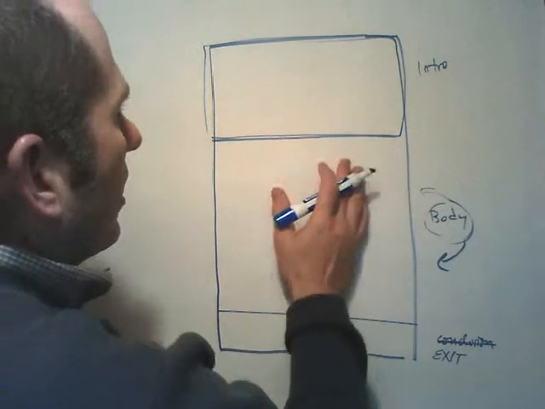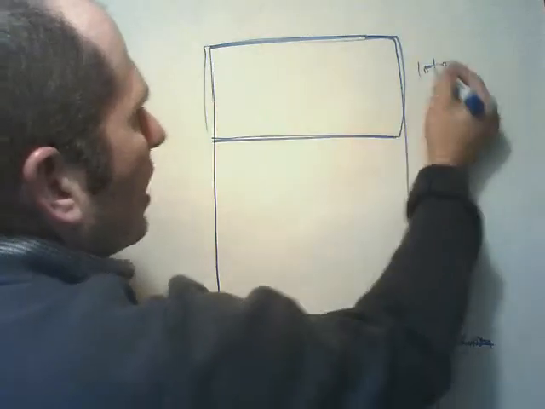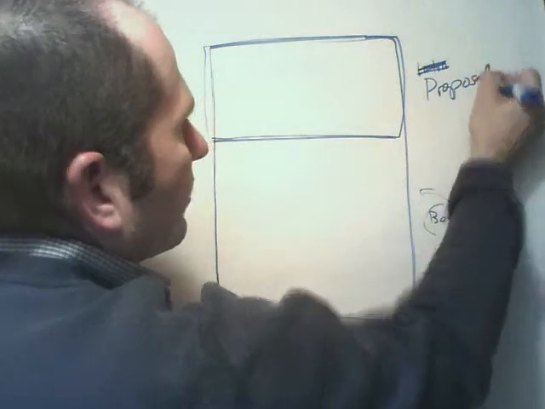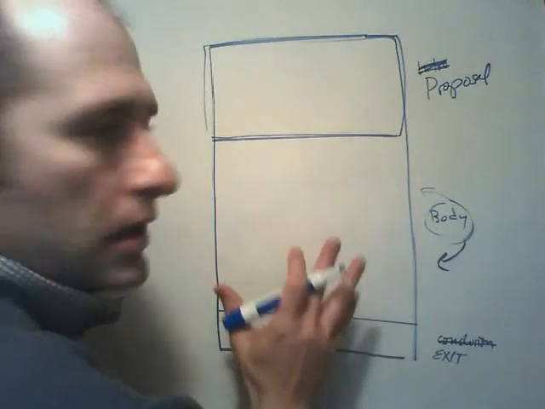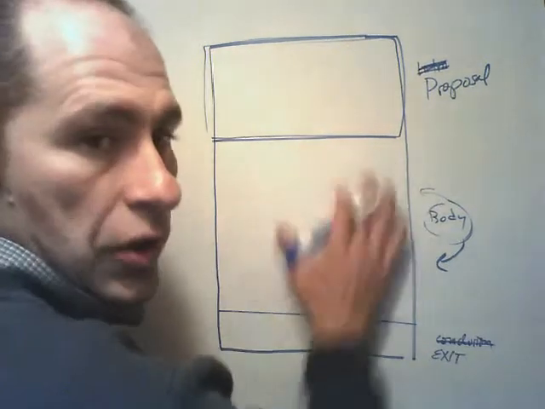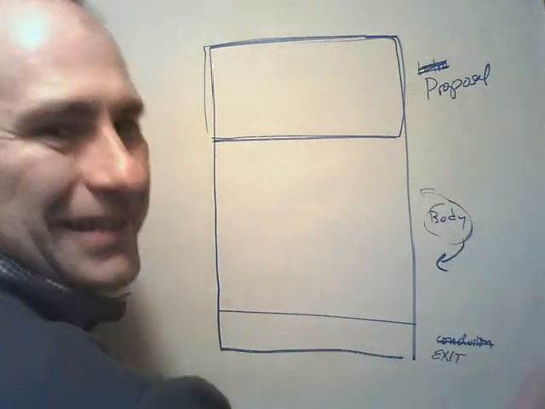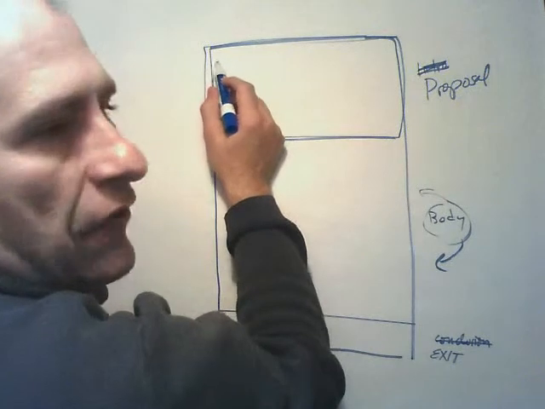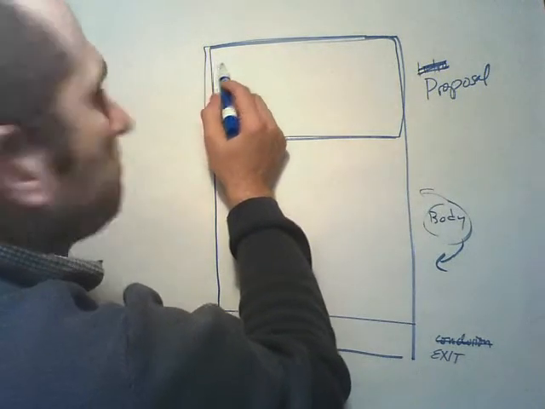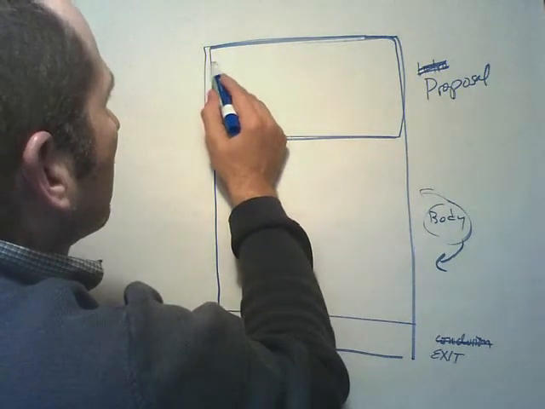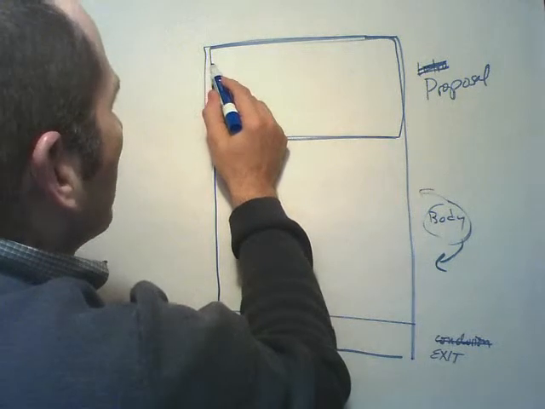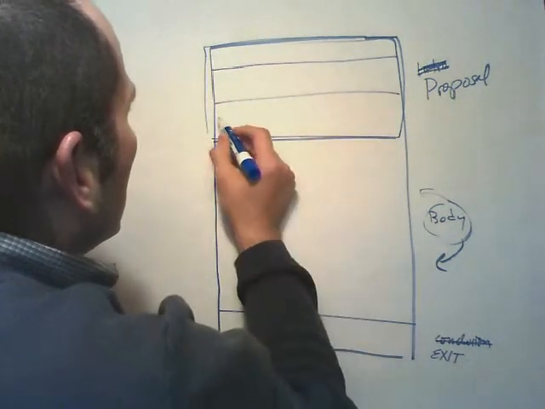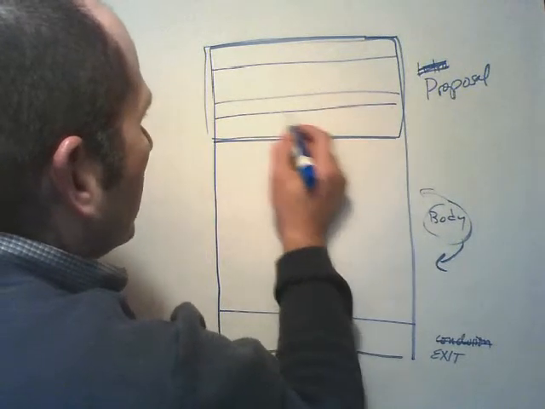Okay. So up here in the intro, I'm going to call this the proposal, because you're proposing to do something. Here is where you do it, and here's where you exit and finish the job. Now, in the proposal, there are four sections I want you to be aware of: the topic, the review of literature, the thesis section, and then the schematic.